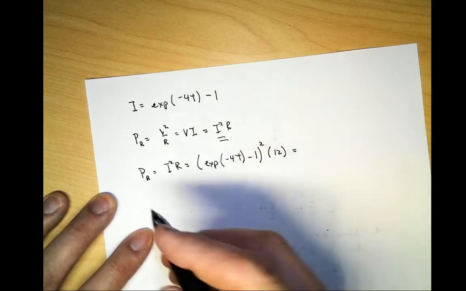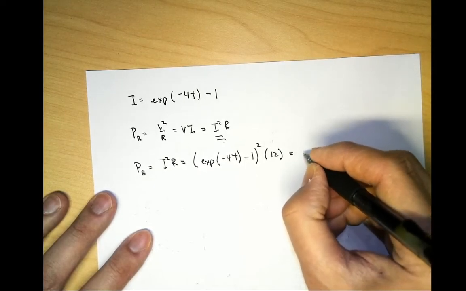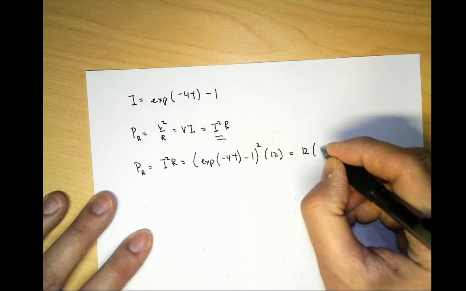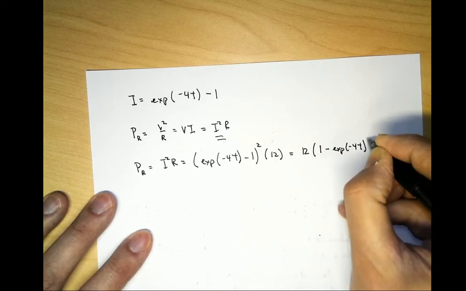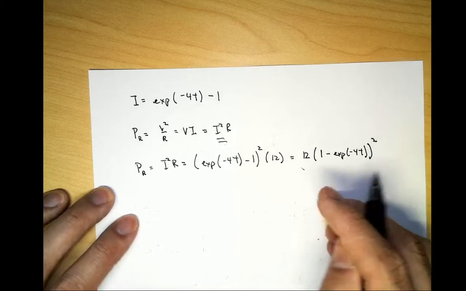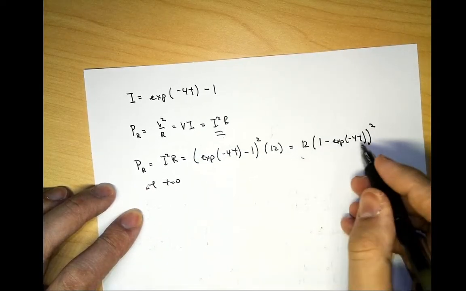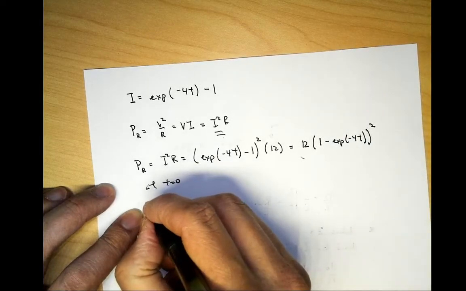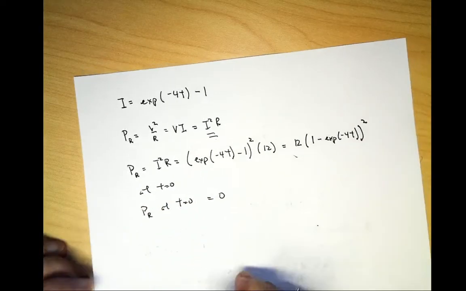So we'll write this as 12, and the rest of it is going to be something simple. I'm going to write it as 1 minus exponent minus 4t, entire thing squared, right? I pulled a minus 1 out here, but minus 1 squared is just 1, so that works out fine. Okay, so this is straightforward. Let's set t equals 0. At t equals 0, this is 0, exponent of 0 is 1, and 1 minus 1 is 0. So in fact, the power of the resistor at t equals 0 equals 0. That's the first thing.